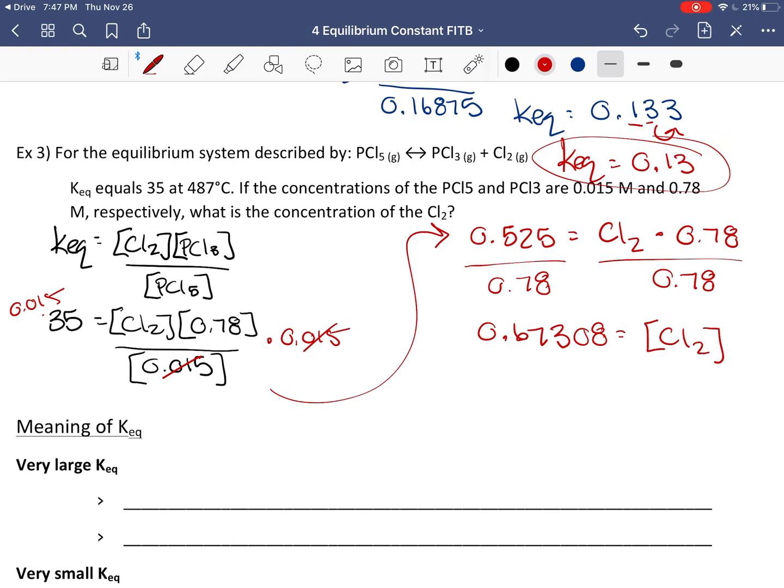Again, we need sig figs. In this case, everyone had 2 sig figs. So 1, 2. Do we need to round? Nope. 0.67. Our units for concentration are molarity or moles per liter, so that's going to be equal to our concentration of Cl2.